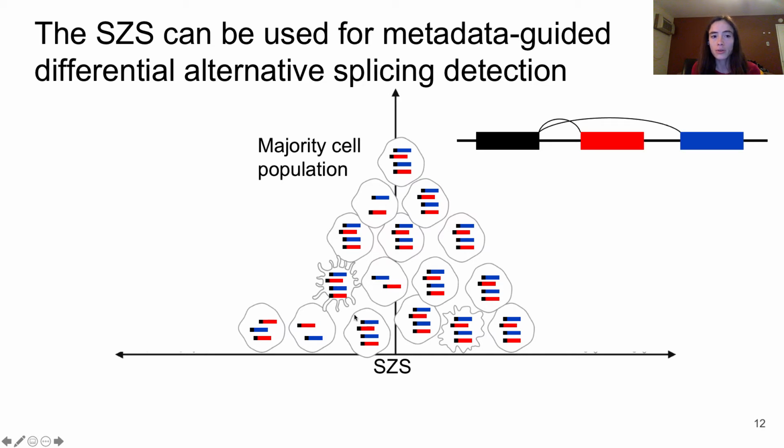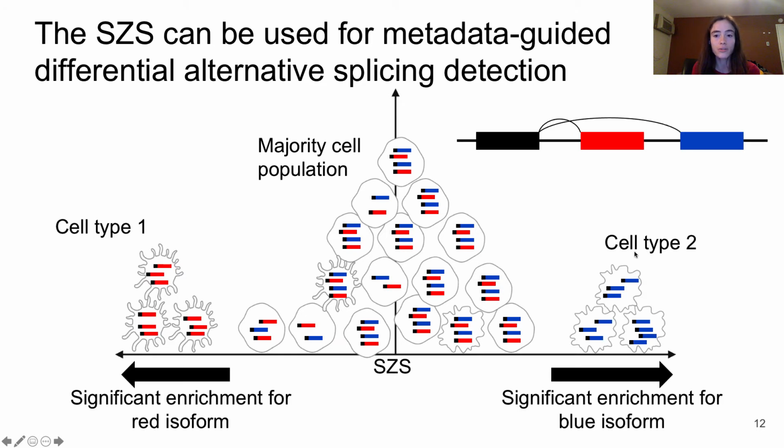The SZS can be used for metadata-guided differential alternative splicing detection. Because the SZS is normally distributed with mean 0 under the null distribution, we can look for cell types with median SZS values far from 0 to identify differential alternative splicing.